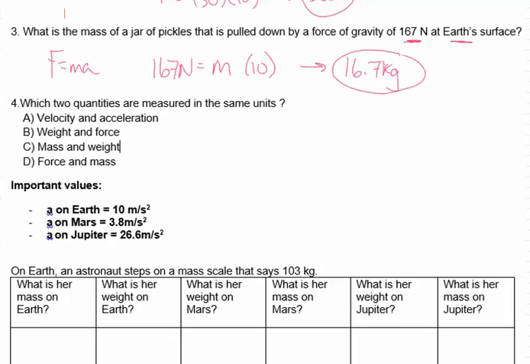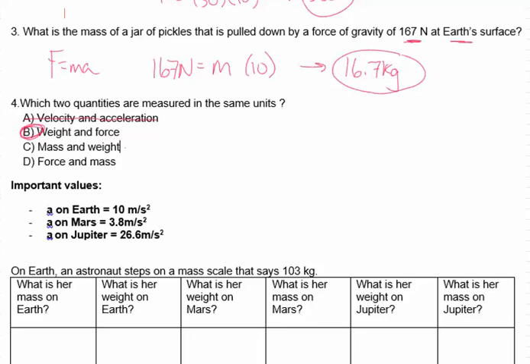For number four, which two quantities are measured in the same units? Let's look at one at a time. Velocity is meters per second, acceleration is meters per second squared. Those are not the same unit. Weight is measured in newtons, so is force, so there's our answer, but let's just check the rest.